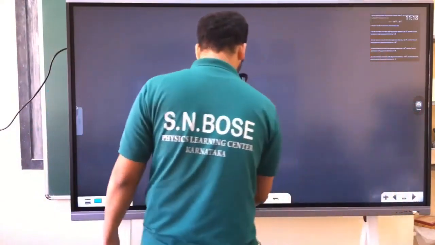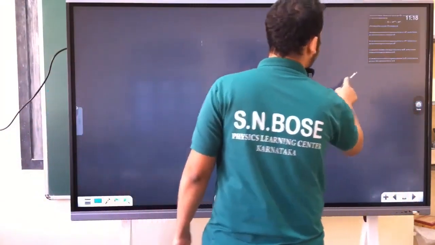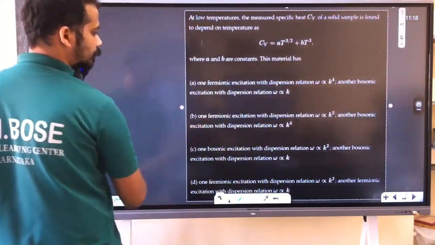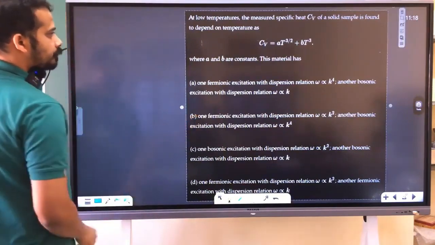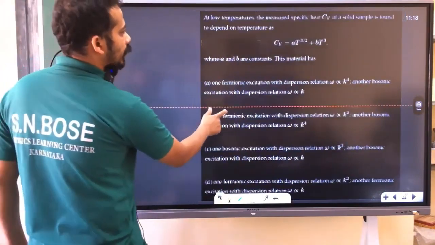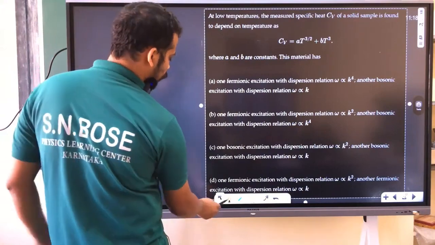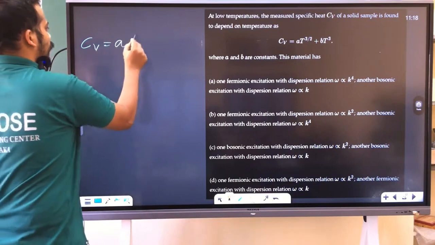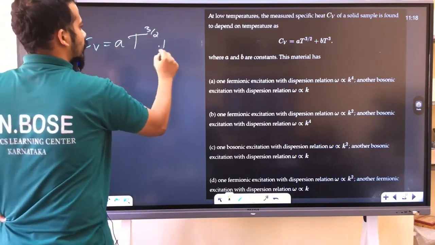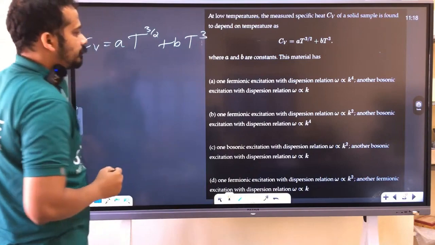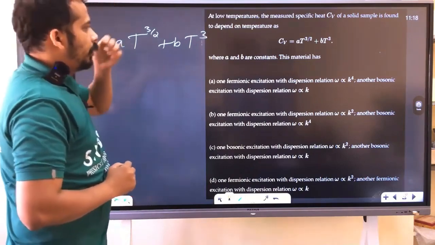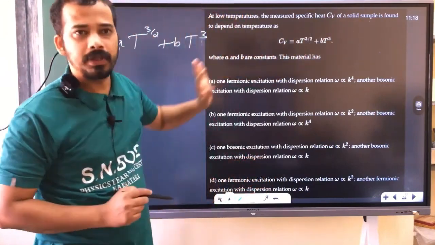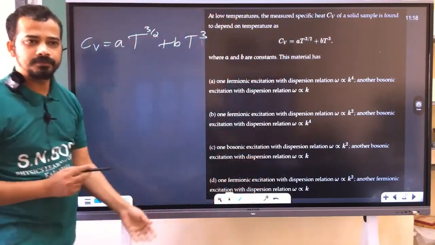This question you should be able to answer now. TIFR question again. Can you see this one? C V is equal to A into T power 3 by 2 plus B into T cube. A and B are constants. At low temperature, the specific heat of some solid is measured and found to be like this. What is that due to?